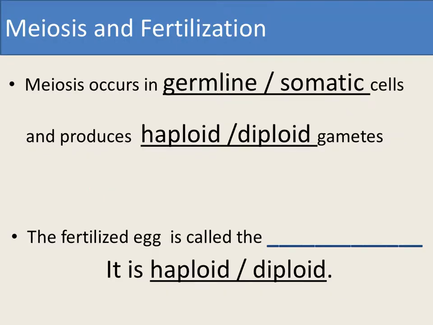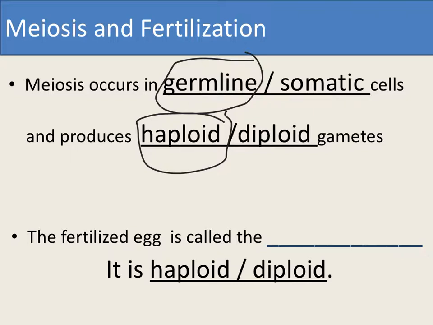So meiosis occurs in germline cells or somatic cells? Which one? And produces haploid or diploid gametes. Haploid. Okay. So germline, this is meiosis, you're going to end up with haploid cells, either sperm or eggs. Those are gametes. And they're always haploid.